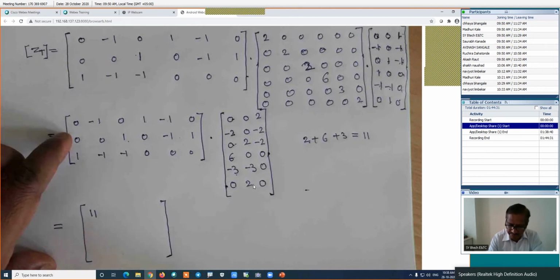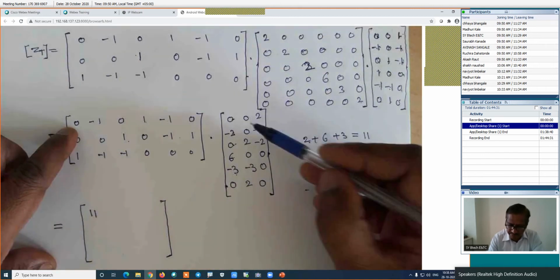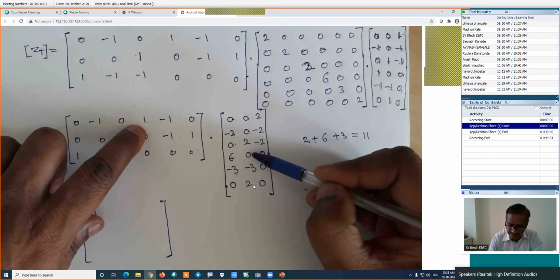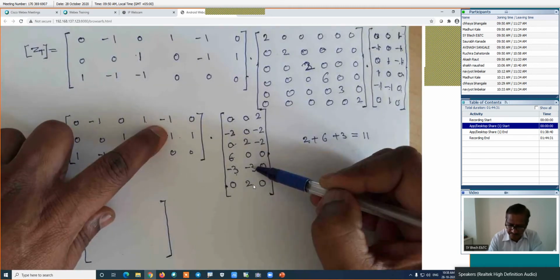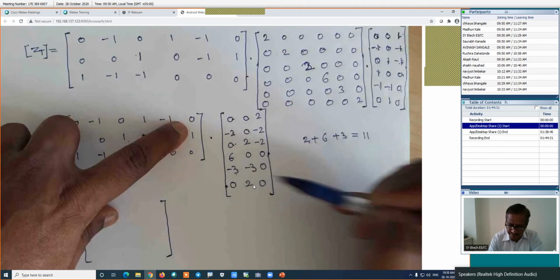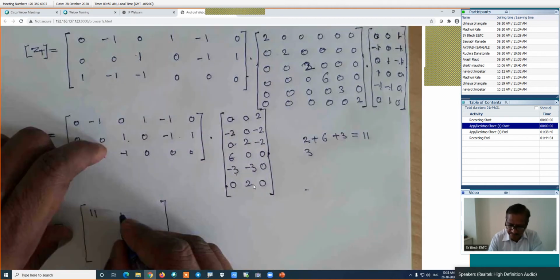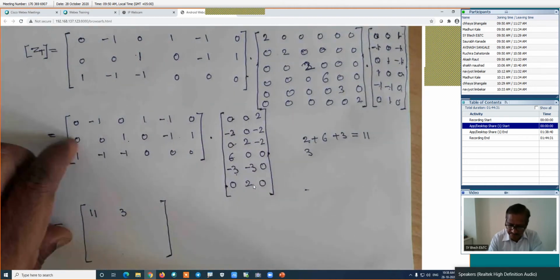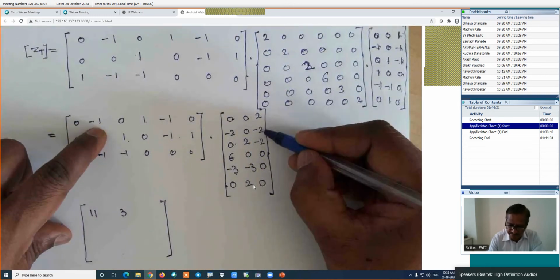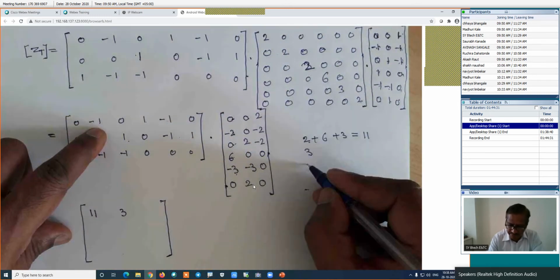How is the second? This row and second column: 0, 0, 0, 0 again. This is minus into plus, which is a plus, and its value is 3. Then it is 0. The next value is 3. Is it right? Then first row and last column: this is 0, and this is minus into minus, that is plus 2. That value is plus 2.